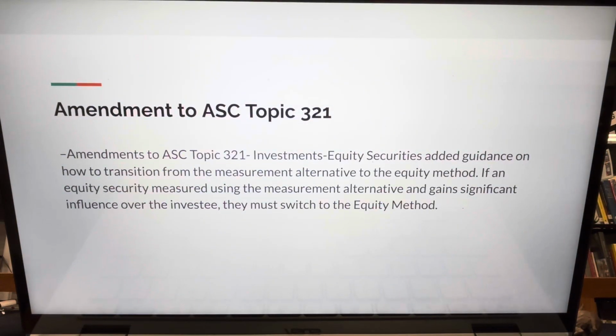Amendments to ASC Topic 321 clarified guidance on the measurement alternative. It added language to state that if an investor gains significant influence over an investee, it should discontinue the measurement alternative prospectively and apply Topic 323.